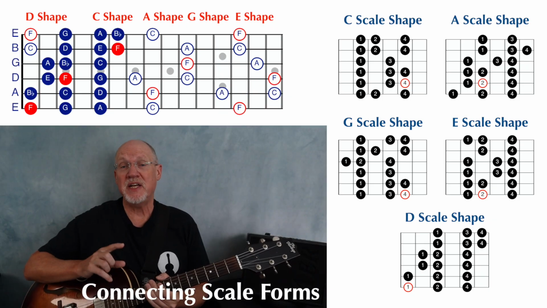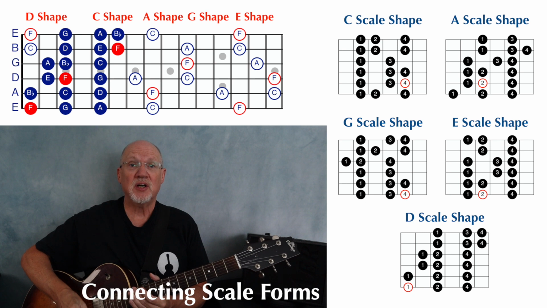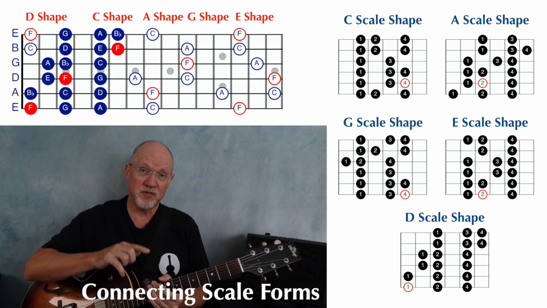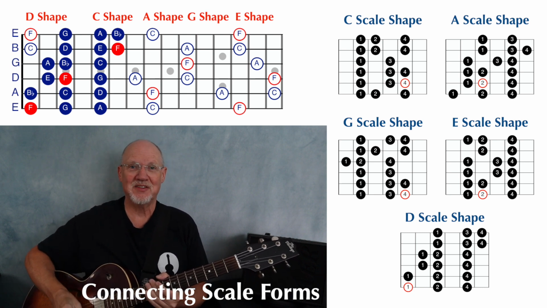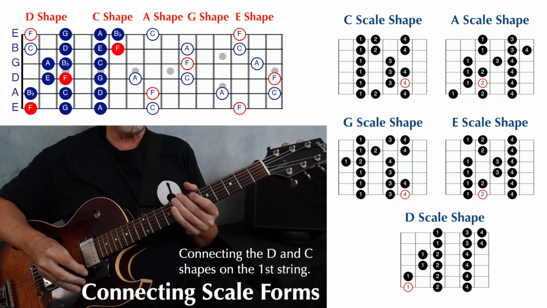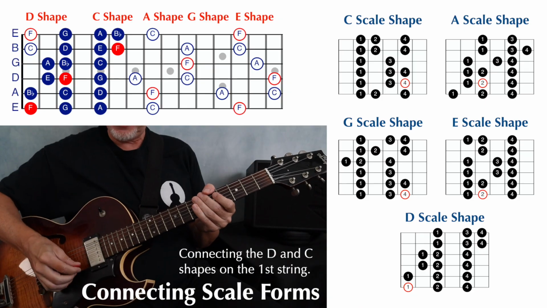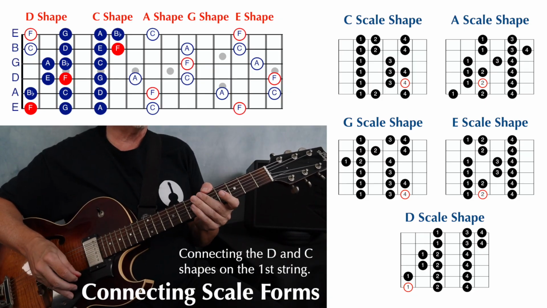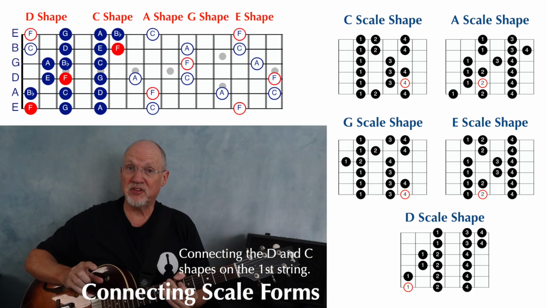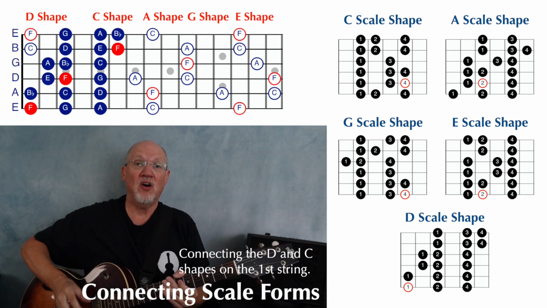Once you're comfortable playing each form in succession, you can try playing them continuously, flowing from one form to the next. There are different variations you can make up, but one way to get started might be to choose two adjacent forms and connect them on the first string. We're going to stick with F major scales, but again, you can do this in all keys.